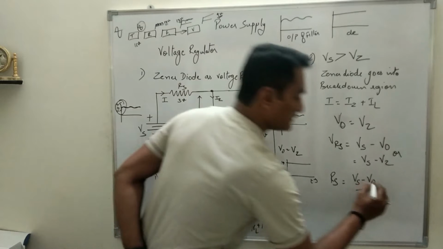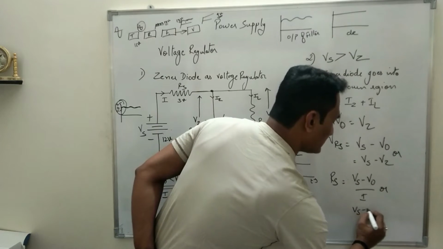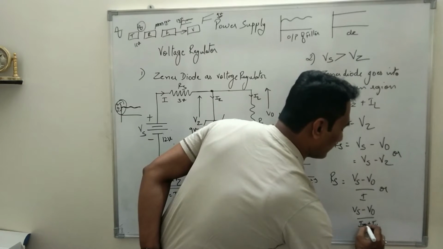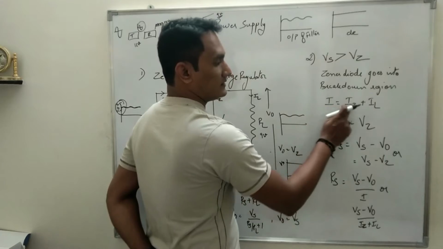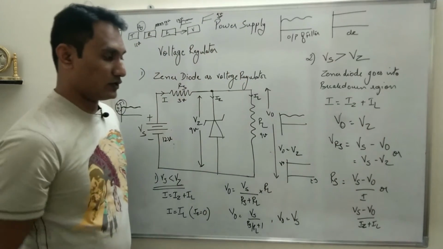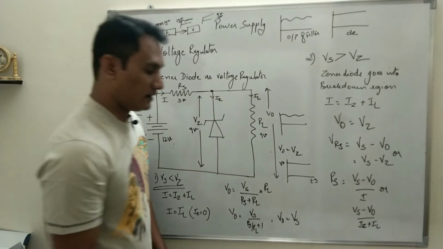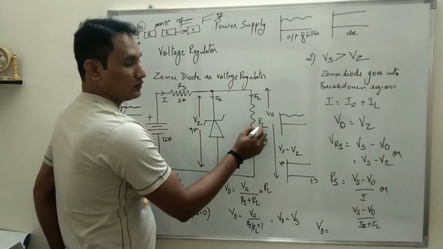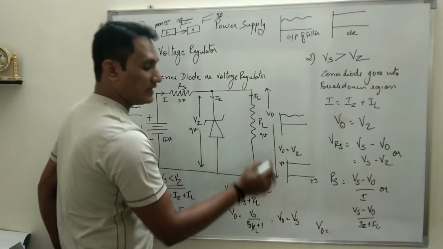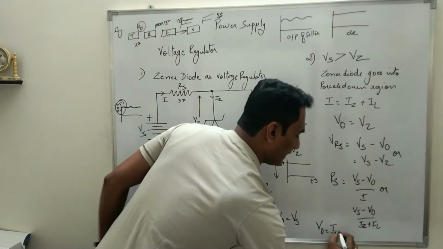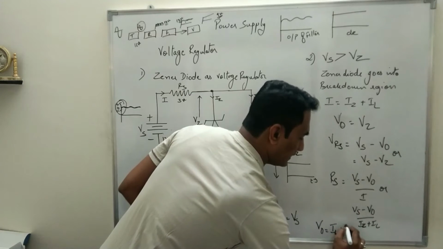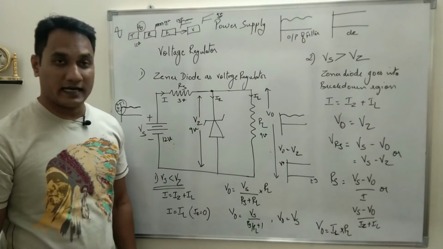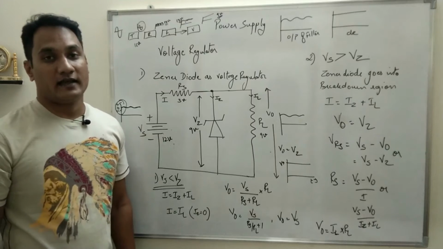And the same equation can be written as Vs minus V0 upon Iz plus IL. Okay, Iz plus IL, because I is equal to Iz plus IL. Both the formulas can be used. Okay, and last one, the output voltage, which you can directly calculate. The output voltage is taken across the load resistance, and the current flowing through the load resistance is IL. So output voltage is IL multiplied by RL.